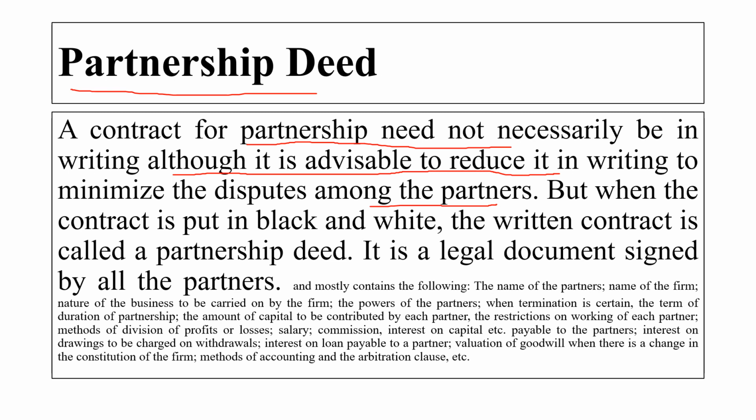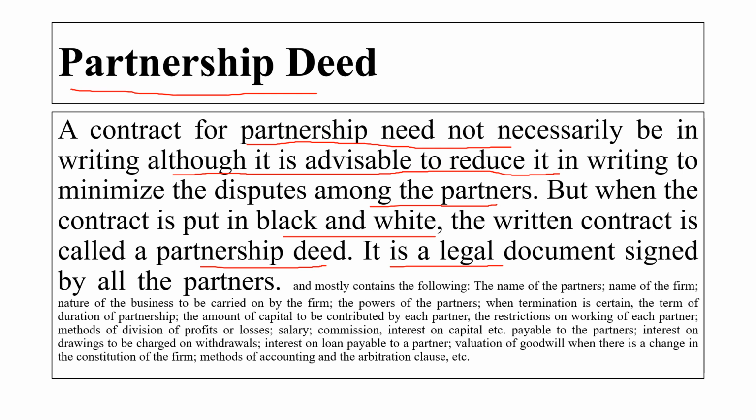Okay, but when the contract is put in black and white, the written contract is called a partnership deed. It is a legal document signed by all the partners. When we are writing the contract with a black pen on white paper, that is a written document, and that agreement is called a partnership deed, and we consider it a legal document which is signed by all the partners involved in that partnership.